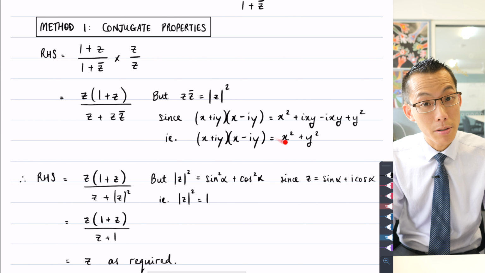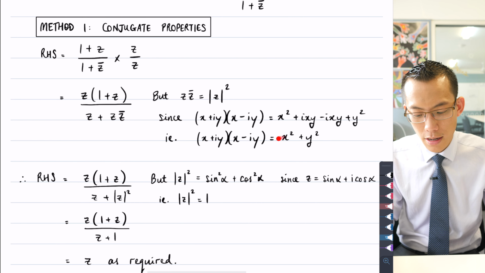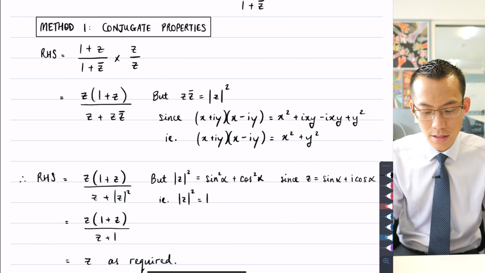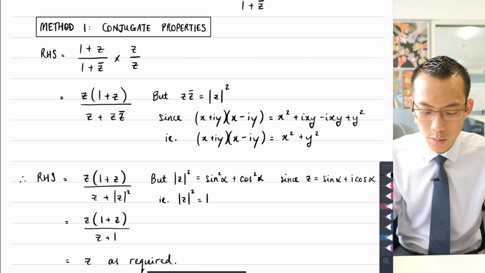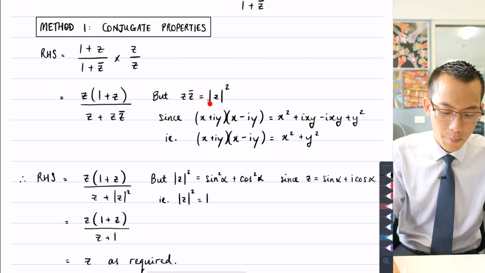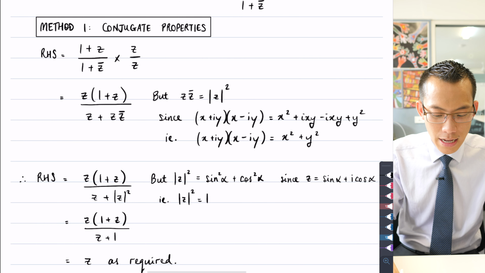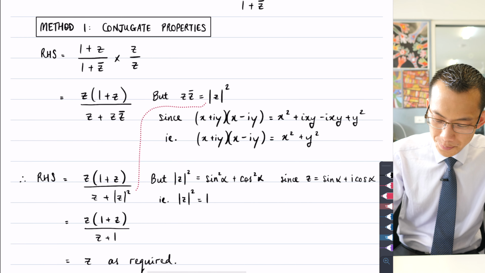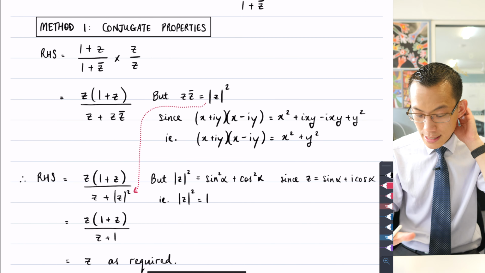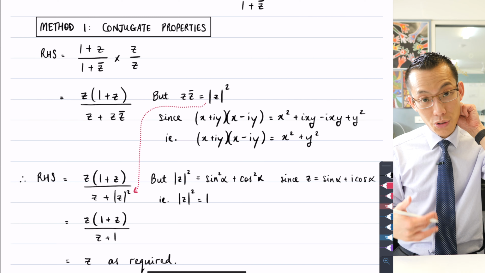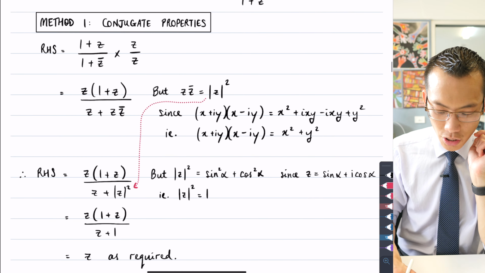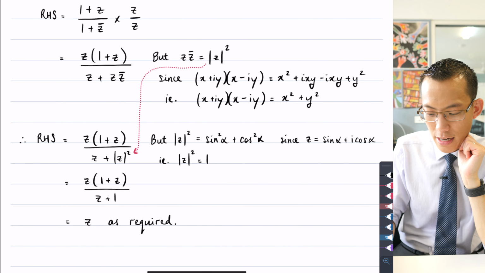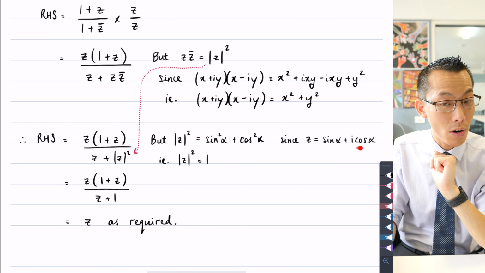Just leaves you with x squared plus y squared, and that is, since the modulus of a complex number is the square root of x squared plus y squared, that's why you've got the square of the modulus. So that's why you can see me taking that idea and substituting it in here. So in this case, I actually know what the modulus of z is because I get told that z is not just any number, it's sine alpha plus i cos alpha.